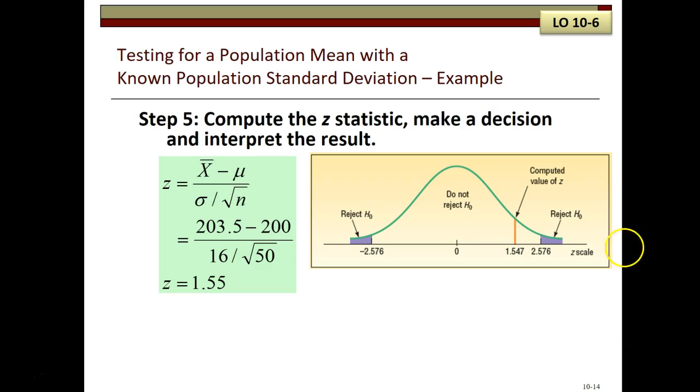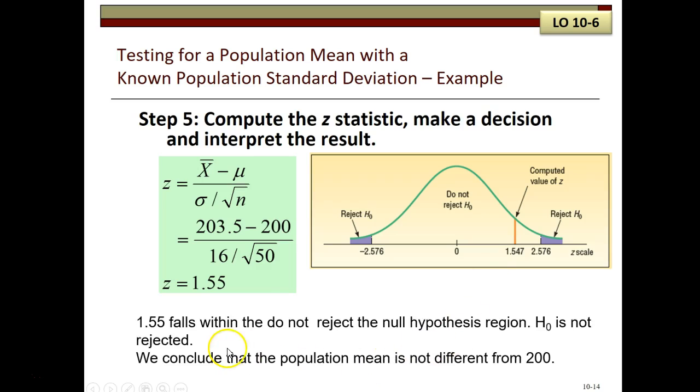So out here is where we would reject the null hypothesis that there is no difference. Here, we accept the null hypothesis. So 1.55 falls within the do not reject the null hypothesis region. H sub 0 is not rejected. We conclude that the population mean is not different than 200.